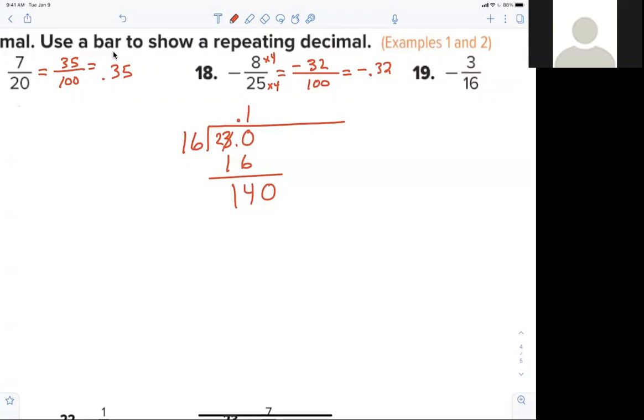What was it, Maggie? 8 times. Let's try 8 and see if she's correct. Tell me what 16 times 8 is. It was like 100. 8 times 10.